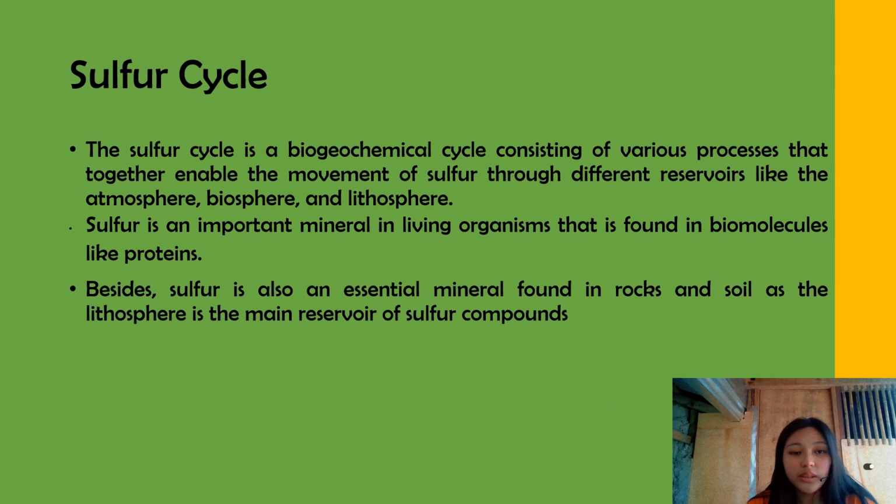First of all, what is the sulfur cycle? The sulfur cycle is a biogeochemical cycle consisting of various processes that together enable the movement of sulfur through different reservoirs like the atmosphere, biosphere, and lithosphere. Sulfur is also an important mineral in living organisms that is found in biomolecules like proteins. Sulfur is also an essential mineral found in rocks and soil, with the lithosphere as the main reservoir of sulfur compounds.